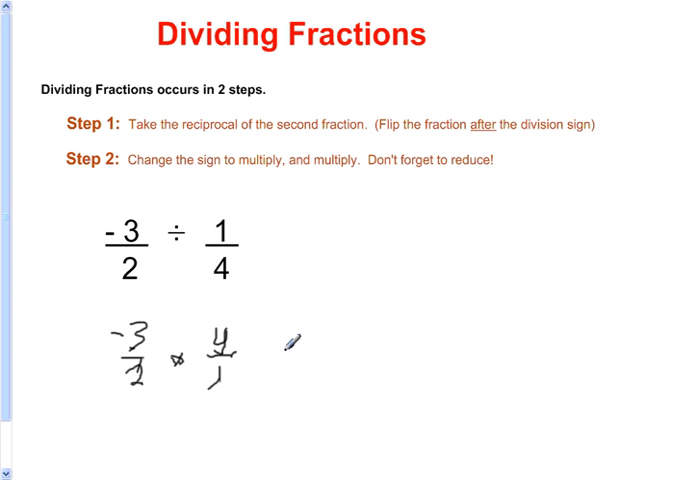Now, what does this equal? Well, this just equals negative 12 on the top by top, bottom by bottom, over 2. And remember, a fraction is just like a division sign. So negative 12 divided by 2 is just negative 6. That's all there is to it. Dividing fractions is fairly straightforward as well.